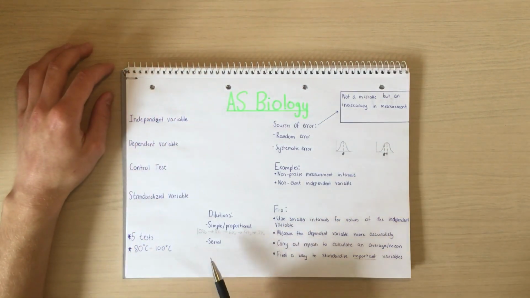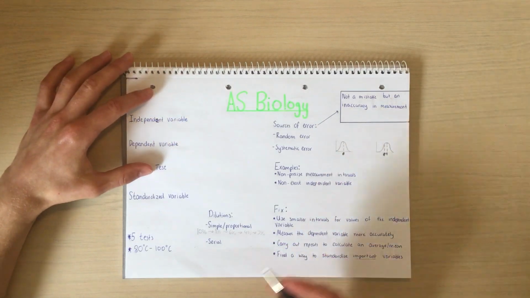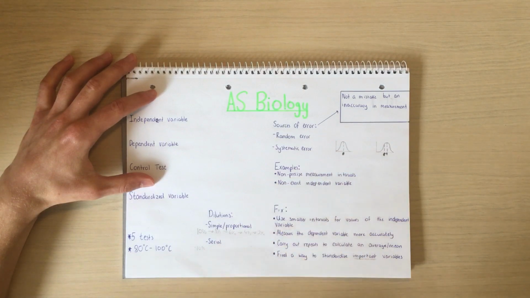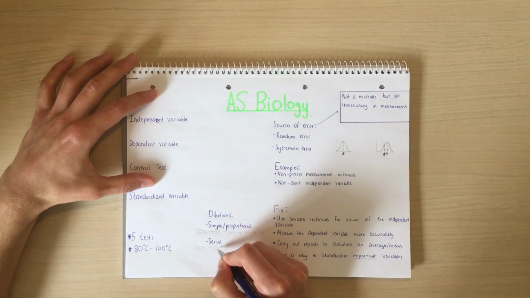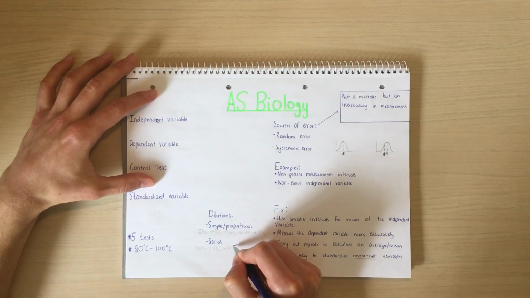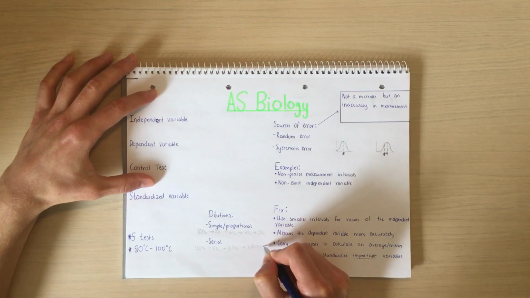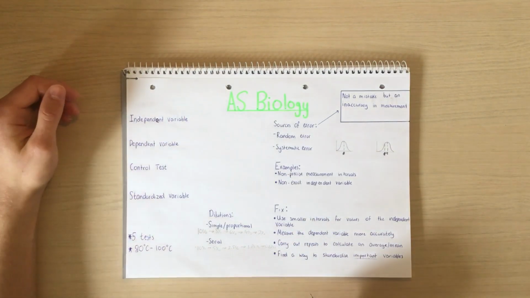On the other hand, a serial dilution is where we reduce the concentration by a factor. Okay, so let's say we started out with a concentration of 10% and we wanted to reduce the concentration by a factor of 2 between each successive dilution. So the second dilution would be 5%, the third would be 2.5%, the fourth would be 1.25%, and the final one would be 0.625%. So those would be our dilutions.